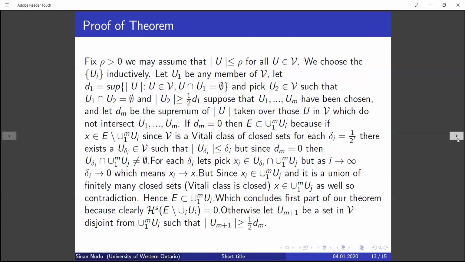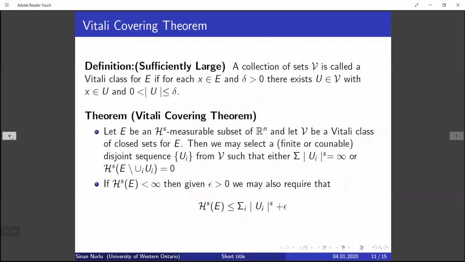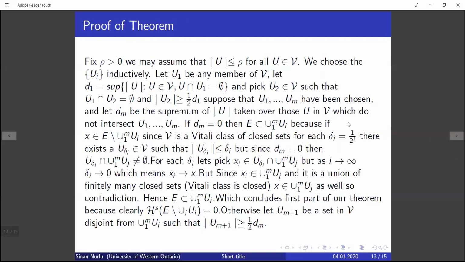All right, let's jump to the proof of the theorem. So first, let's fix rho. We may assume that all of the elements in our Vitali class have diameter smaller than rho, because we're only interested in smaller sets. If we are looking at larger sets, the implication may be easier to prove. So we may think, without loss of generality, we're working with a specific rho small enough, and we're looking at U's whose diameters are smaller than rho.